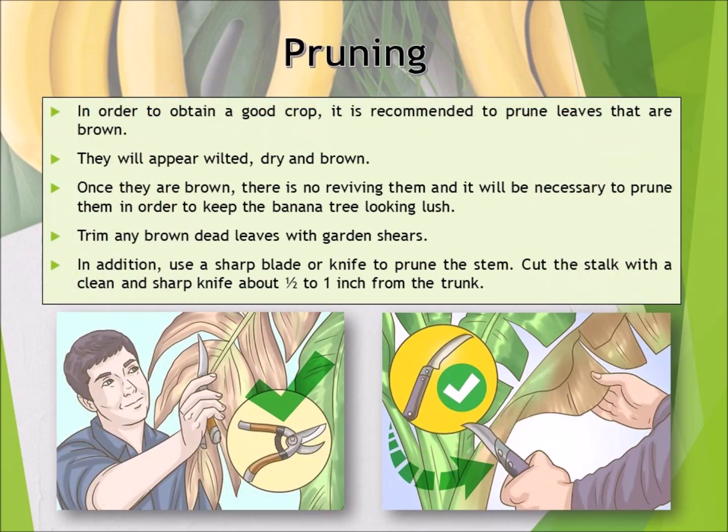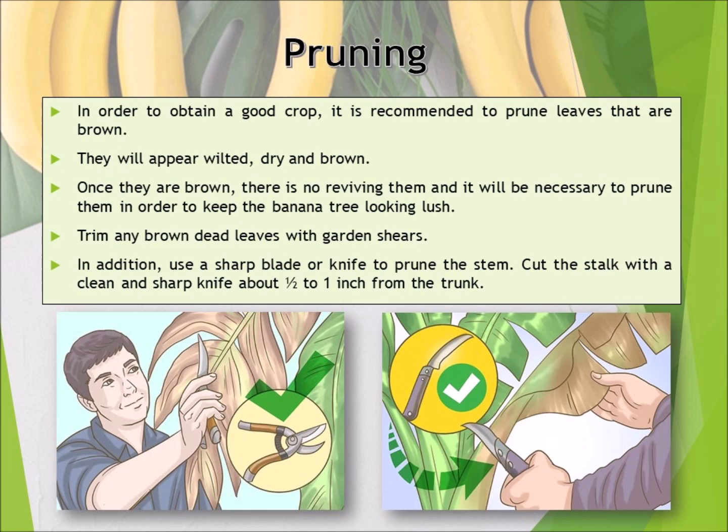Moving on to pruning management. In order to obtain a good crop, it is recommended to prune leaves that are brown. They will also appear wilted and dry. Once the leaves are brown, there is no reviving them and it will be necessary to prune them in order to keep the banana tree looking lush. Therefore, carefully trim any brown dead leaves using garden shears.